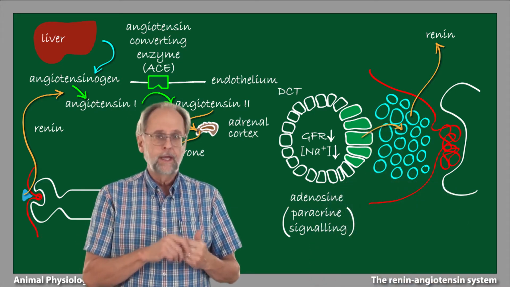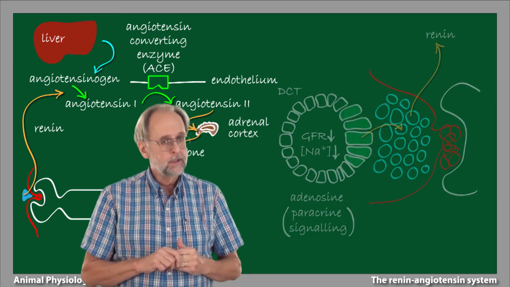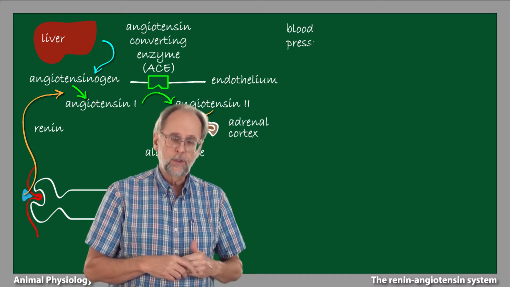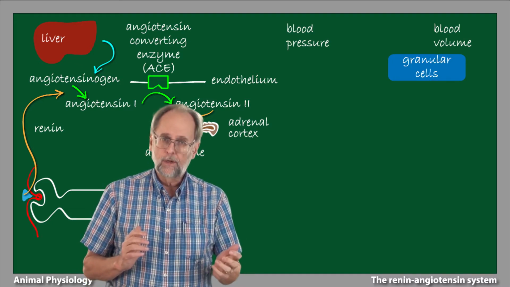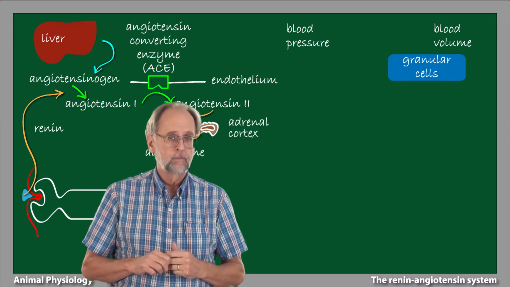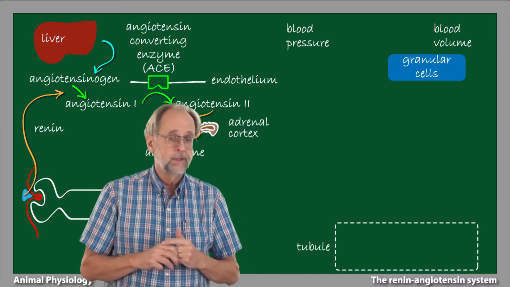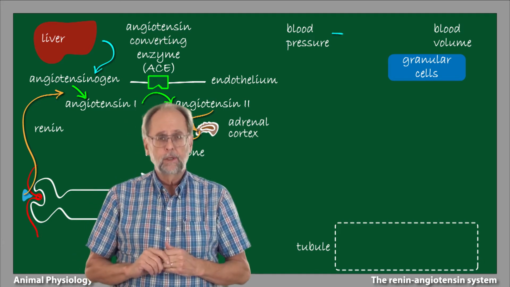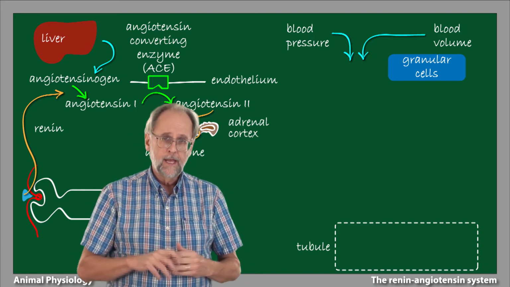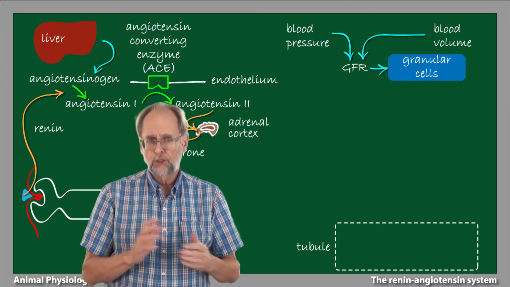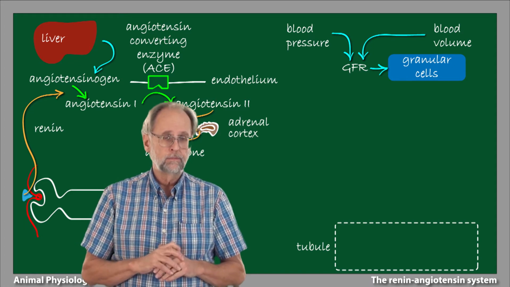Let's put the renin-angiotensin system into the broader context of regulation of water balance. We start with the crucial axis of blood pressure, blood volume, the glomerular filtration rate, and the granular cells. We include the renal tubule in this too, of course. If there's a reduction of blood pressure or blood volume, this will produce a reduction in glomerular filtration rate. We're showing these reductions with blue arrows.